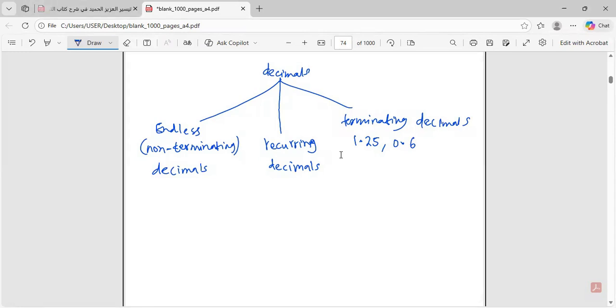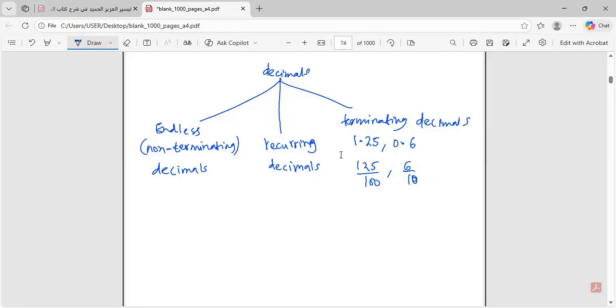So they have an end. You can see 1.25, 0.6, that's the end. They have an end. And they are always rational numbers. For example, 1.25 is gotten from 125 over 100. So it's a rational number. Also, 0.6 is gotten from 6 over 10. So they are always rational numbers.